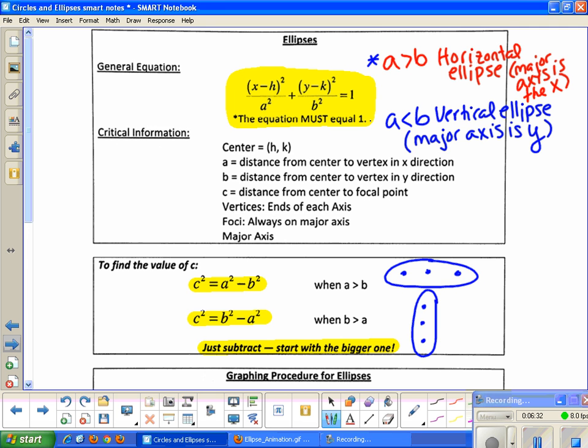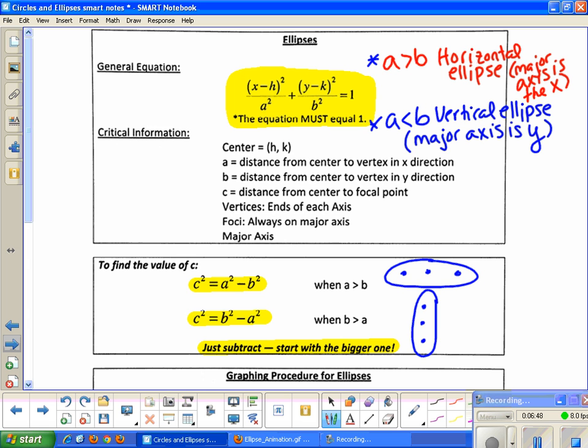If the a value is less than the b value, then you have a vertical ellipse, which means the major axis is on the y, and your vertices would be on y. Now, it's a little bit different for the equations in your book. They switch the a and the b, but I think that's kind of confusing, so we're going to use these.